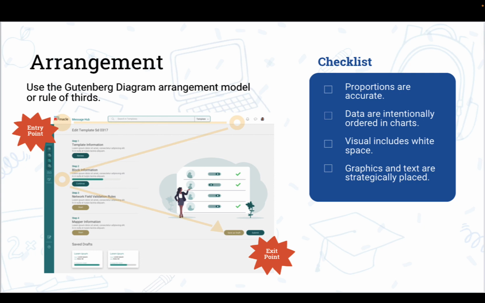Some additional considerations in terms of arrangement are that the proportions of the visuals are accurate, being especially careful when using charts that rely on proportions, such as a bubble chart, that the visual includes adequate white space, or at least half an inch between text and visuals, and that data are intentionally ordered in charts. For example, when we look at the previous example bar graph, it's ordered so that the breakfast choice with the highest percent of responses is shown first.